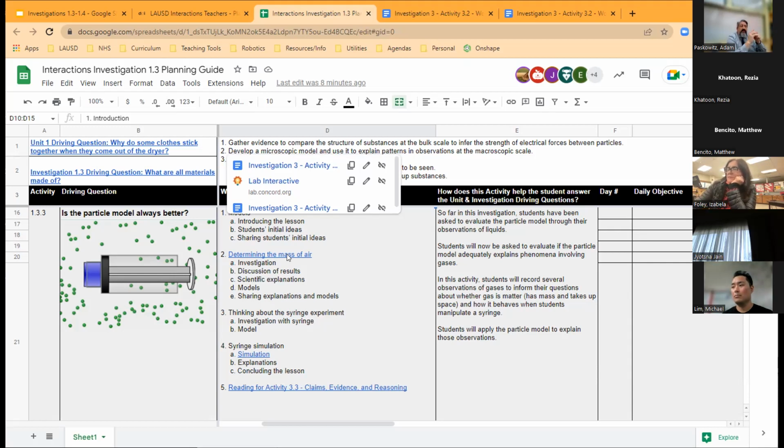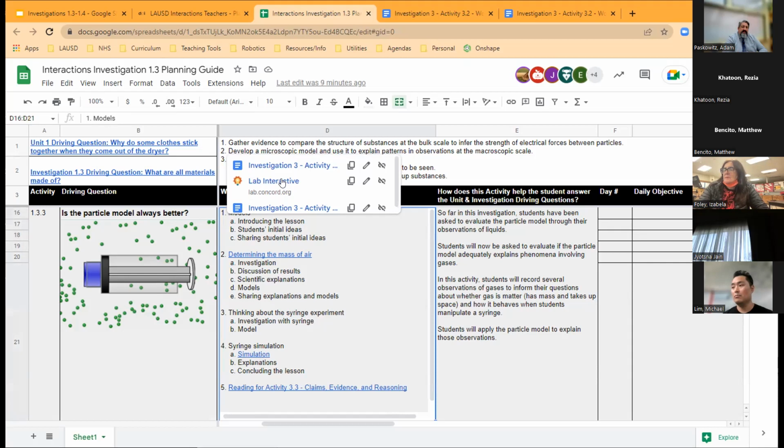You can also use this to help support the particle model of matter, because students have to realize the reason that you're able to compress air in a syringe or expand the air in a syringe is because the particles are moving closer together or farther apart.